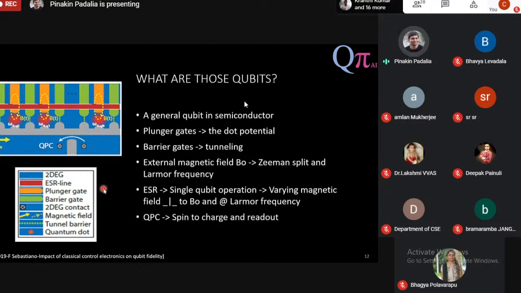And lastly, of course, you need something that can judge what is happening in these quantum bits, try to read out what is happening, in what state the spin is, and so on and so forth.